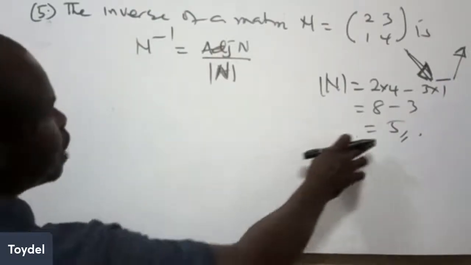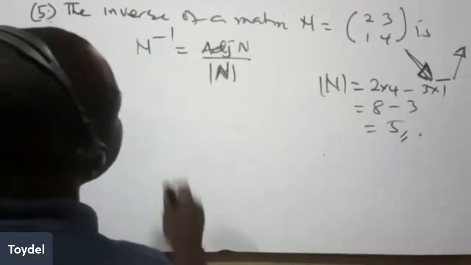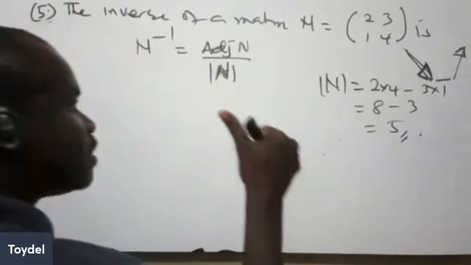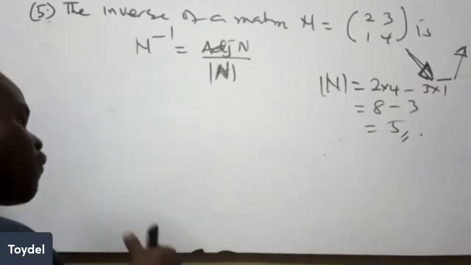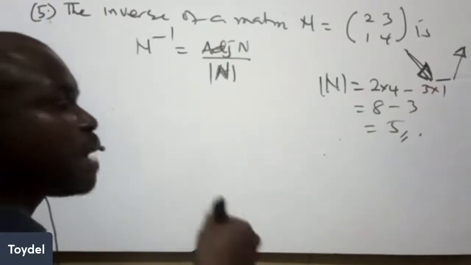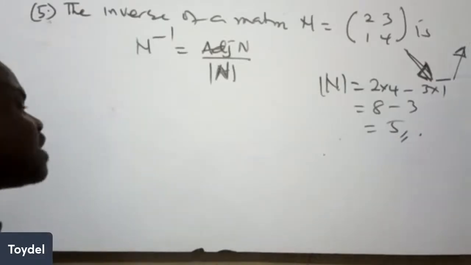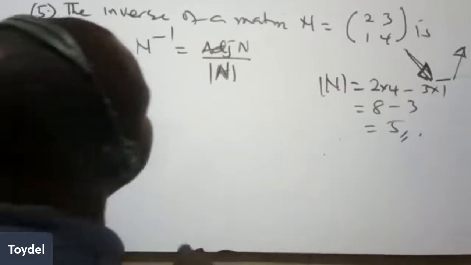Since we are sure that it has inverse, we can go ahead and find the adjoint. How do we find the adjoint? There are 3 steps we're going to take. We first find the minors. After the minors, we find the cofactors. Cofactors simply mean minors with appropriate signs. Then when we transpose the cofactors, it is called the adjoint. Those are the 3 steps we'll quickly take.